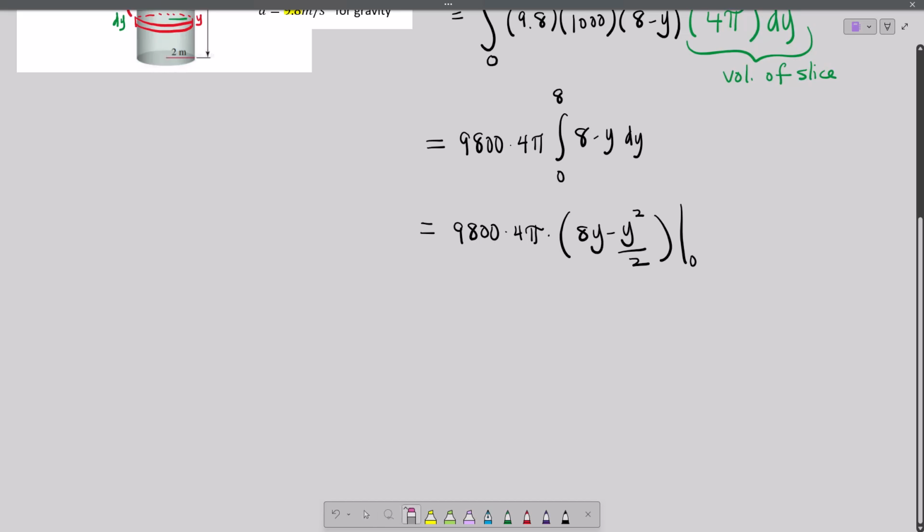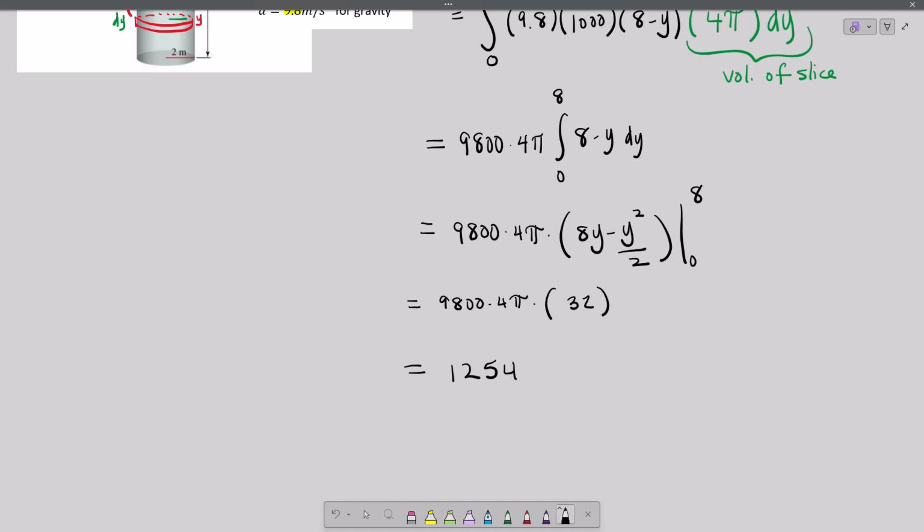And that 0 is going to be 0. So we really just have to plug in the 8. Let's see if we have any cancellation. We plug in the 8 and we get 64 minus 32, which is 32. We don't get any cancellation, so we just have to multiply that together. We'll do it exactly, so we'll leave the pi in there. So we're going to do 9,800 multiplied by 4 multiplied by 32. We're going to get a whole bunch of work. 125,4400 pi. So there, and this is joules.